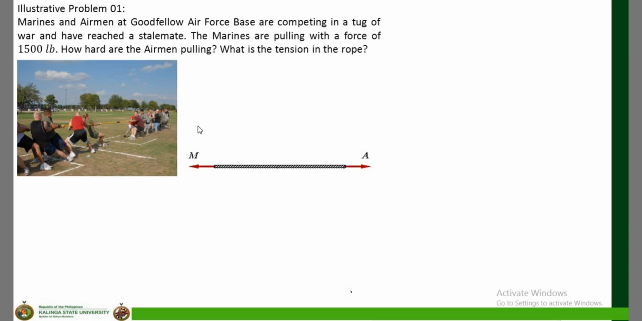So this is given in your follow-up work for the first topic in equilibrium. So if we're going to draw the free body diagram of this figure, here are the Marines, and here are the airmen. So if I'm going to draw the free body diagram of this situation, it will look like this. Right?